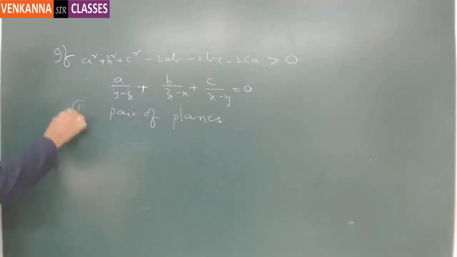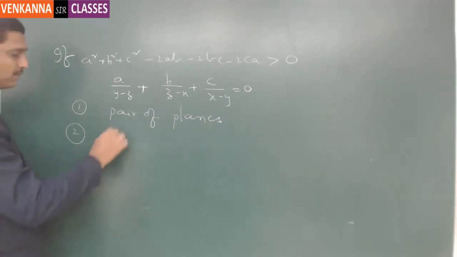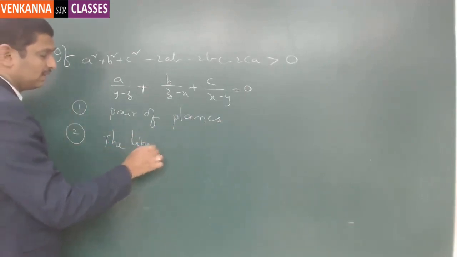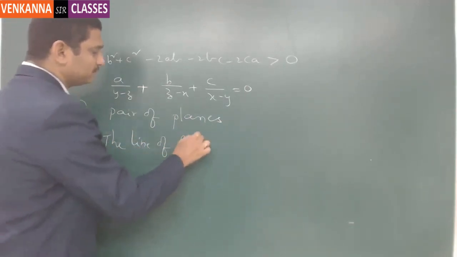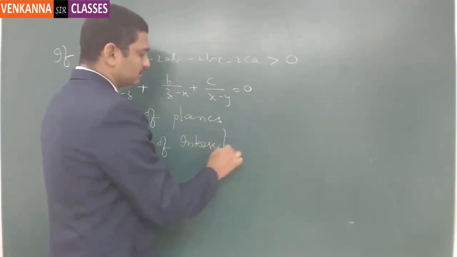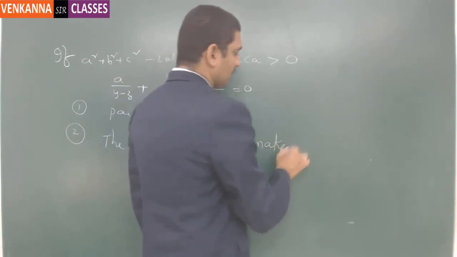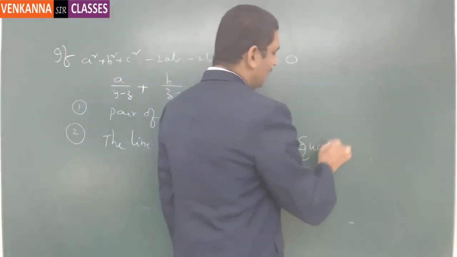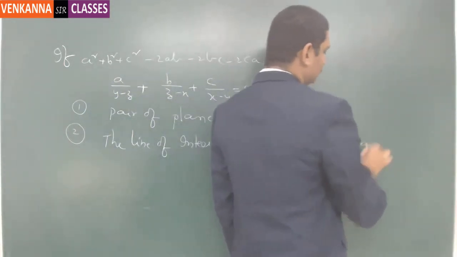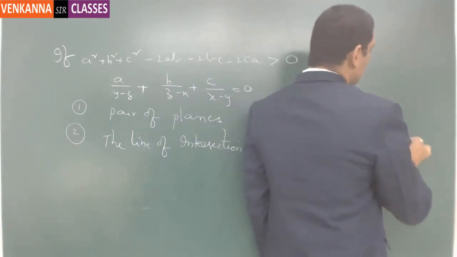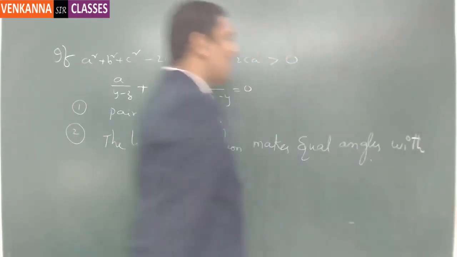That was the first one. And second, we have to show that the line of intersection makes equal angles with the coordinate axes.